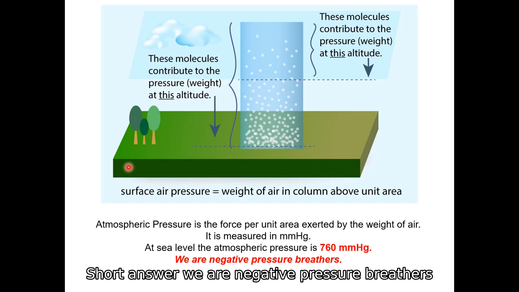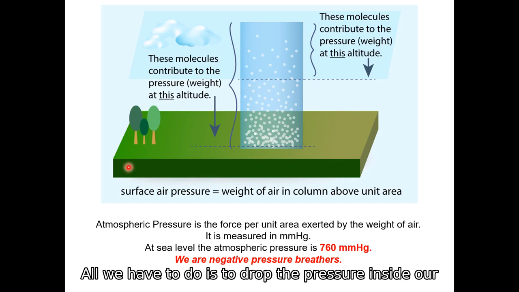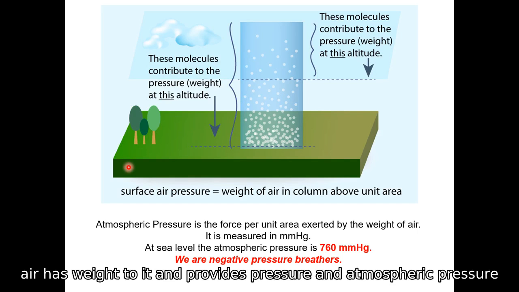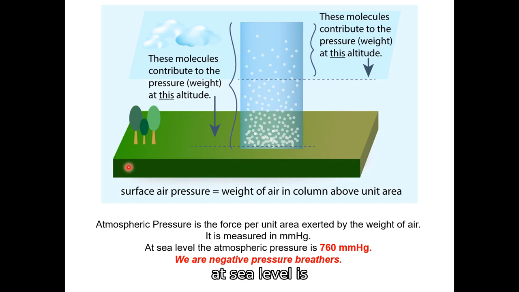Okay, so short answer, we are negative pressure breathers. All we have to do is to drop the pressure inside our lungs below atmospheric pressure. Air has weight to it and provides pressure, and atmospheric pressure at sea level is 760 millimeters of mercury.